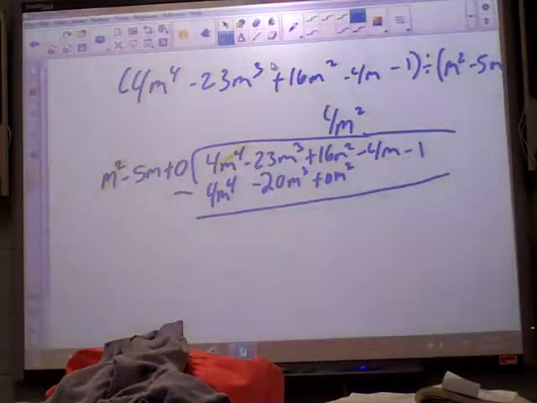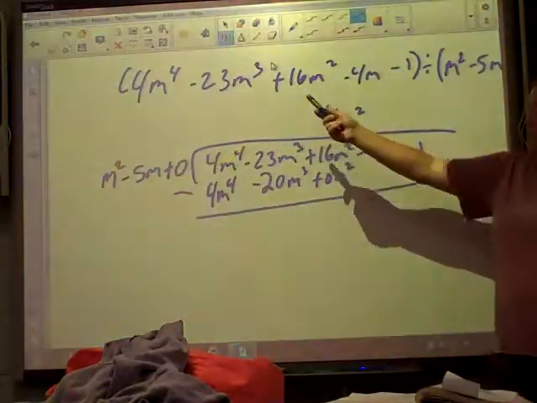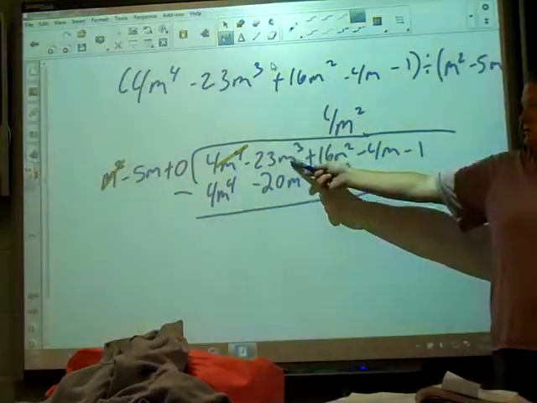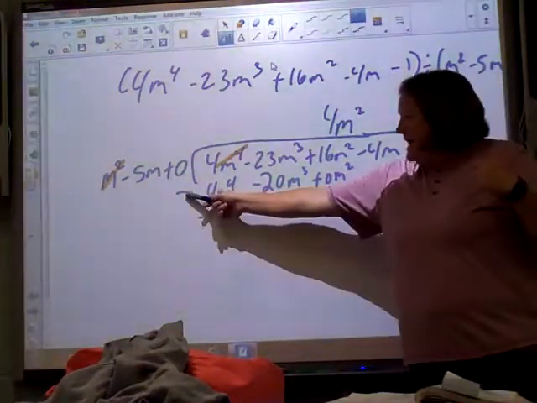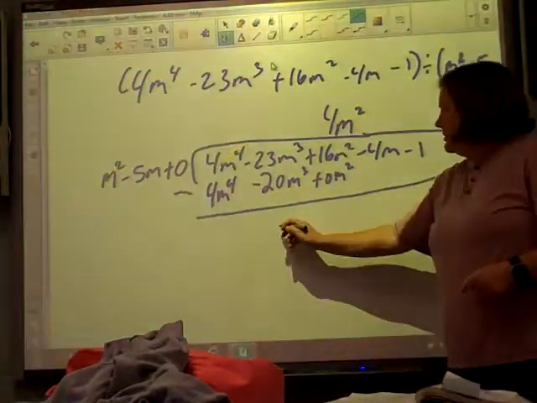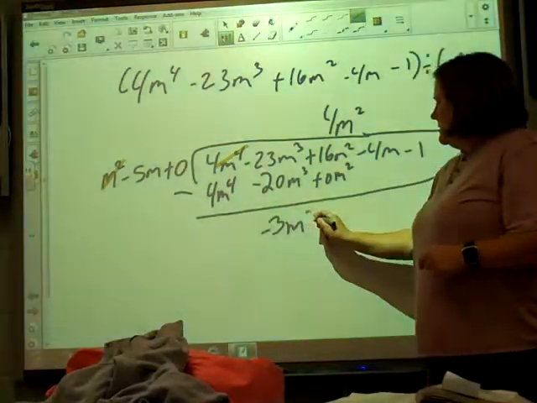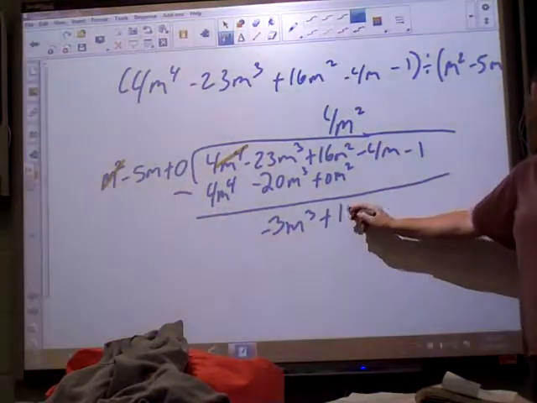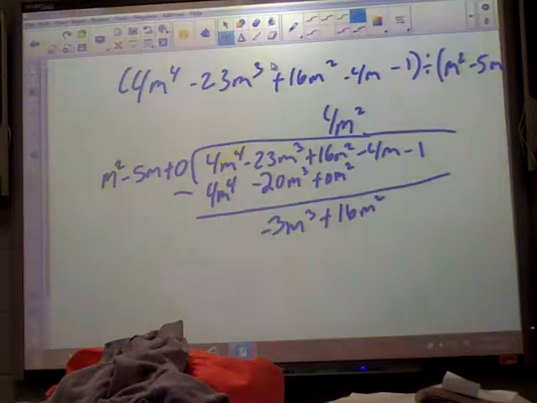Alright, 4m to the 4th minus 4m to the 4th. Nothing. He's gone. That's the point in that. Negative 23m cubed minus negative 20m cubed. Negative 3m cubed. Good, Grace. 16m squared minus no m squareds is still a positive 16m squared.